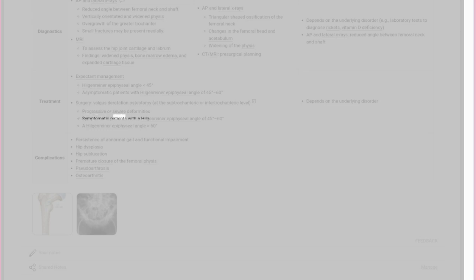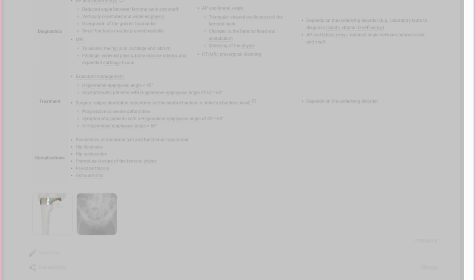Progressive or severe deformities, symptomatic patients with a Hilgenreiner epiphyseal angle of 45°-60°, or a Hilgenreiner epiphyseal angle above 60 degrees, persistence of abnormal gait and functional impairment. Complications: hip dysplasia, hip subluxation, premature closure of the femoral physis, pseudoarthrosis, osteoarthritis.